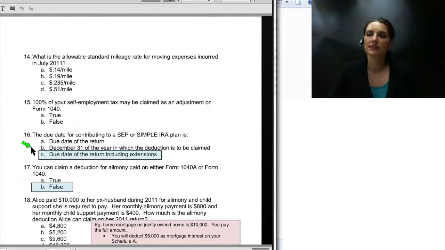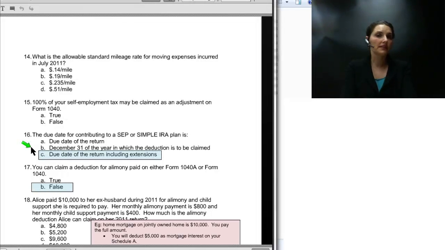The next question in line is question number 16. The due date for contributing to a SEP or simple IRA plan is C, the due date of the return, including extensions. Now, why is this the most frequently missed question? Well, most tax preparers focus on the April 15th filing deadline, and April 15th, except in the case when it falls on a weekend, is the filing deadline for the 1040 return, and it is also the final date that you can contribute to your own or your spouse's traditional IRA and claim a deduction.